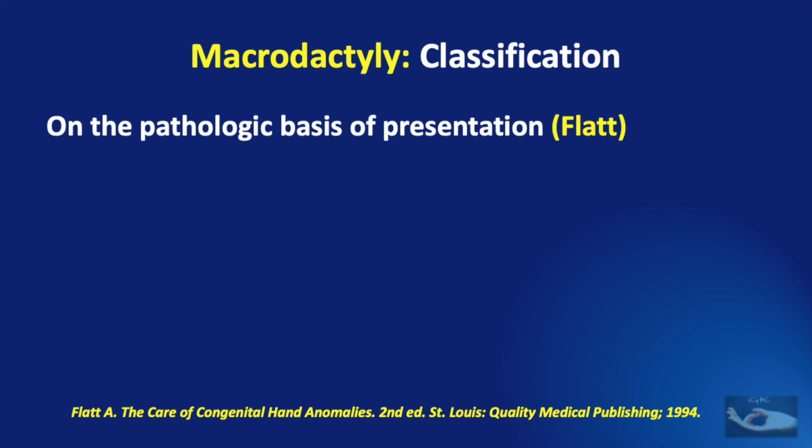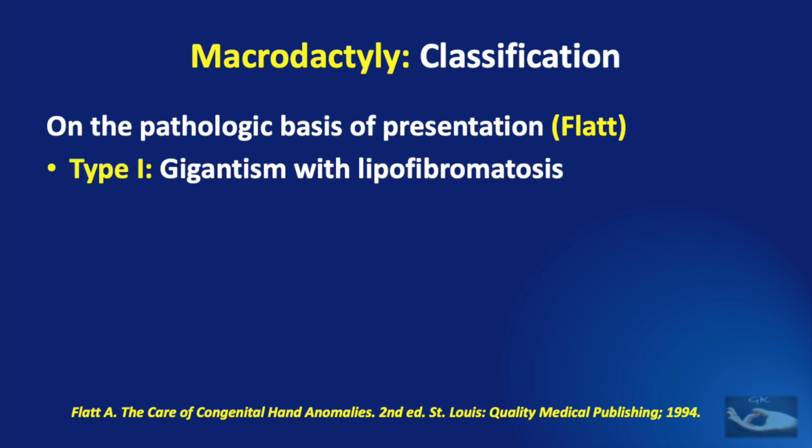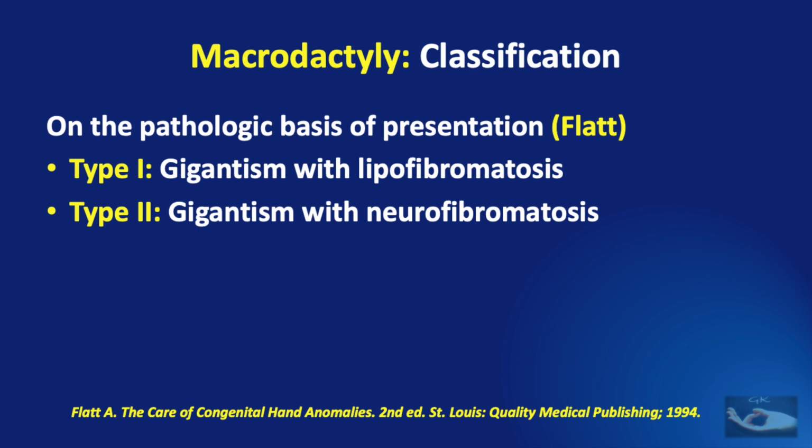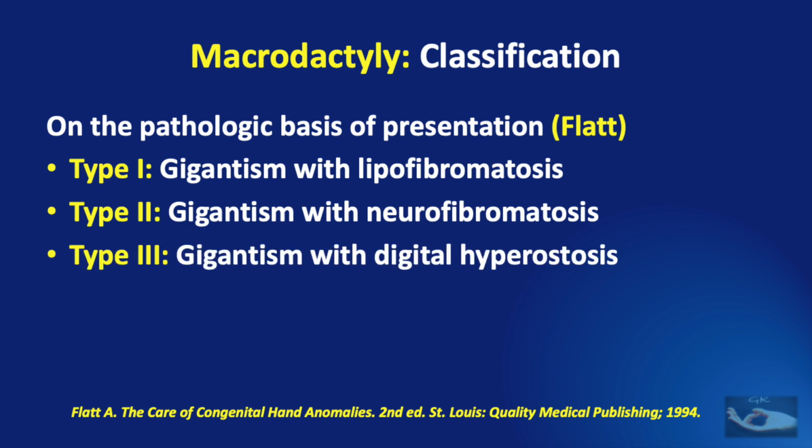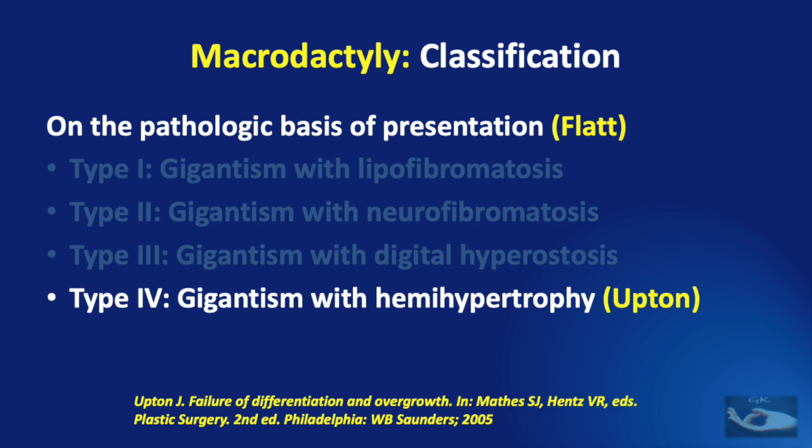A classification system based on the pathologic basis of presentation was proposed by Flatt in 1994. According to this, type 1 referred to gigantism or macrodactyly with lipofibromatosis. Type 2 referred to gigantism or macrodactyly with neurofibromatosis. Type 3 when it was associated with digital hyperostosis with involvement of the bone. Type 4 was later added on by Upton in 2005 and this represented gigantism with hemihypertrophy.